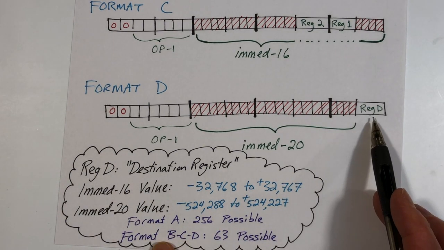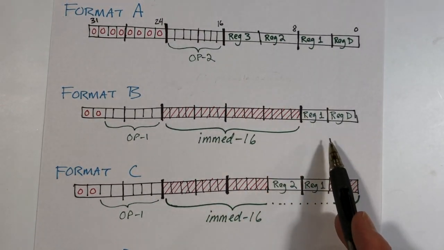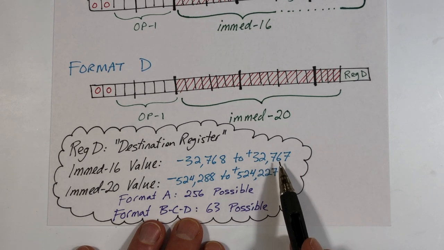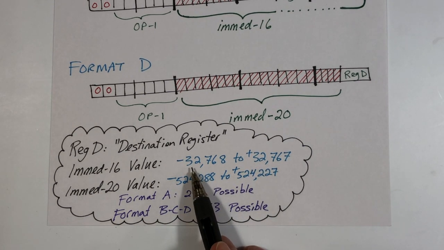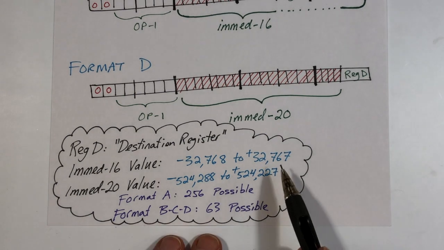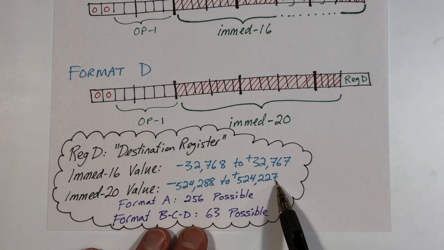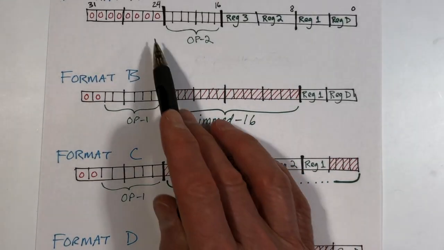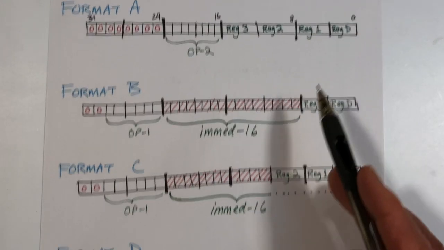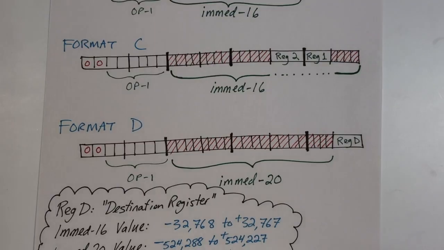Reg D, we'll use that notation for the destination register, and the source registers we'll call registers 1, 2, and 3. Okay, and again, any of these fields can contain any register. With a 16-bit immediate value, we can only have values between minus 32,768 and positive 32,767. With a 20-bit immediate value, we can have over 1 million different values. These numbers you can see here. And as I said, we have enough room in our machine encoding scheme for up to 256 format A instructions, and for the remaining formats, B, C, and D, we can have as many as 63 different instructions.